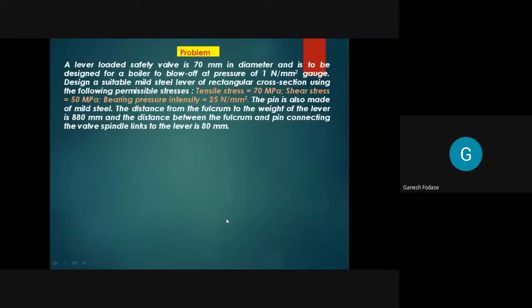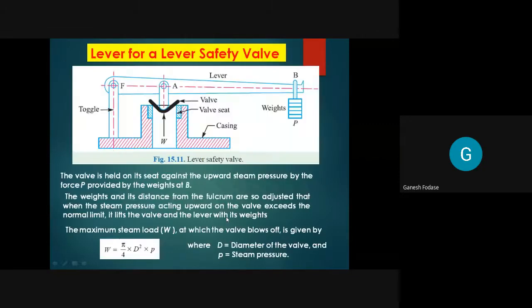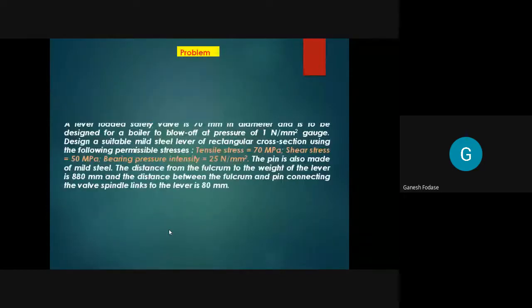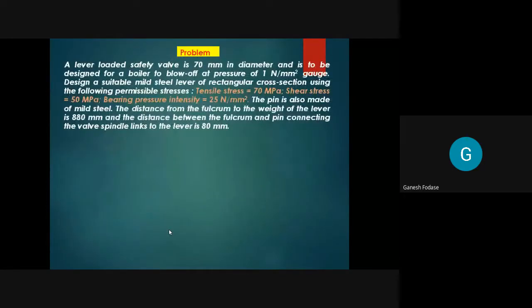Now, once you find that, I just talked about this W, then we'll talk about one numerical based on this, and through that numerical only, we'll discuss how to design a safety valve. So this numerical is given to you based on a safety valve.